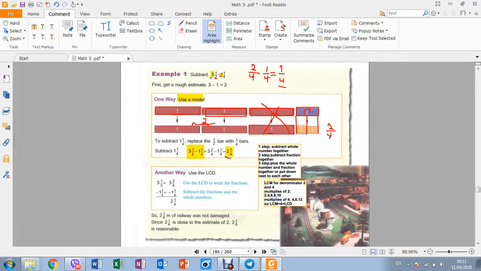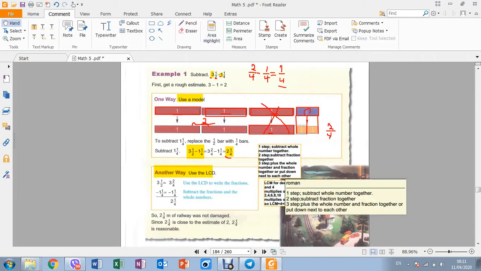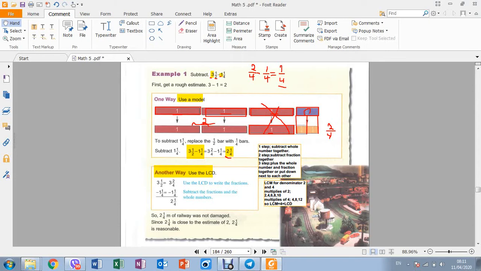Now the second way we use is LCD. The steps I wrote there for LCD and for fractions, you can use. For models and for using LCM, the same steps are repeated. The first step, subtract the whole numbers together. The second step, subtract the fractions together. The third step, add the whole number with the fraction, or put them next to each other.